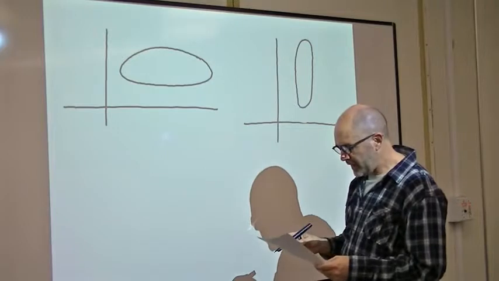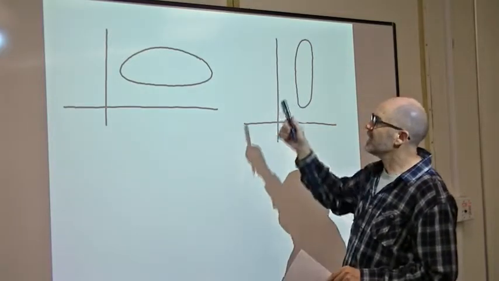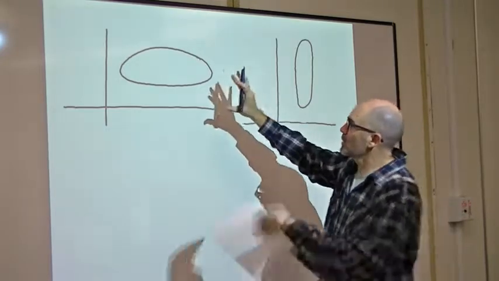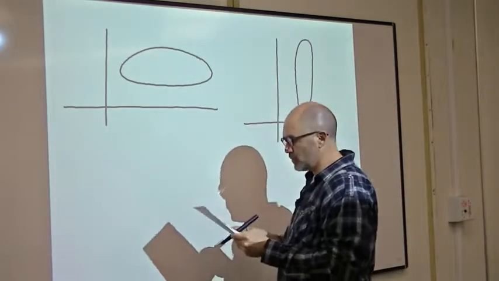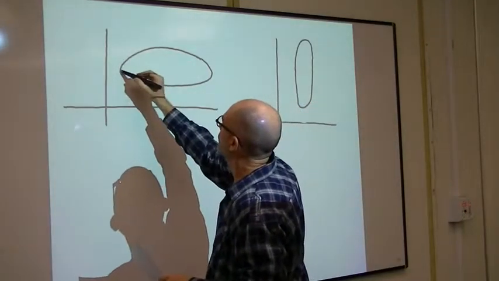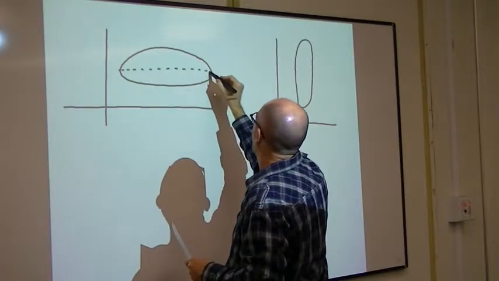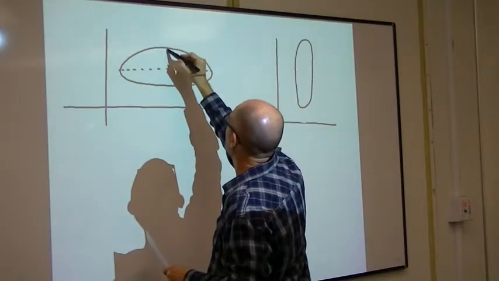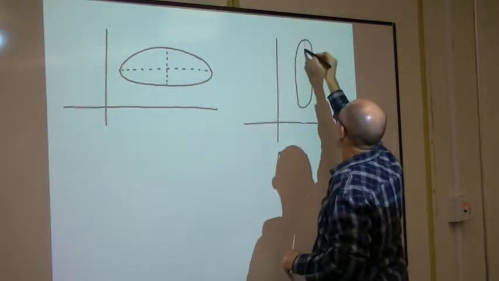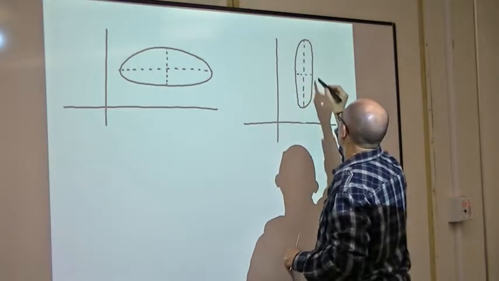Now, what we're going to do is basically an ellipse is an elongated circle. So here's our circle. It's been stretched horizontal, and so we're going to have a horizontal axis and a vertical axis. Here we have a horizontal axis and a vertical axis.